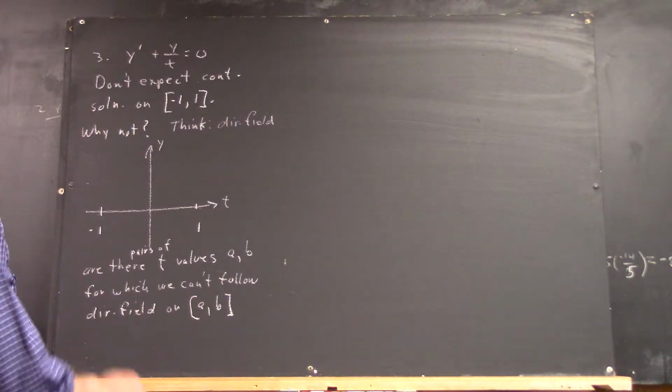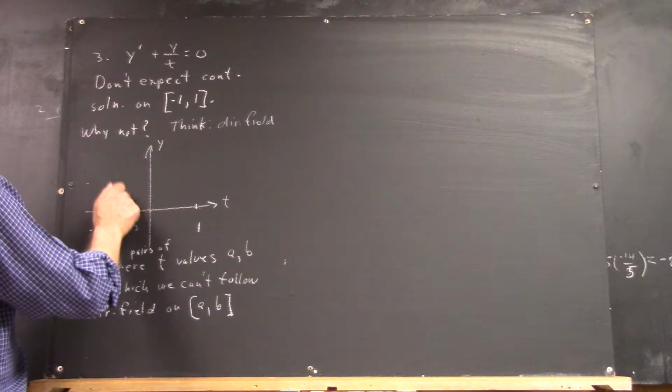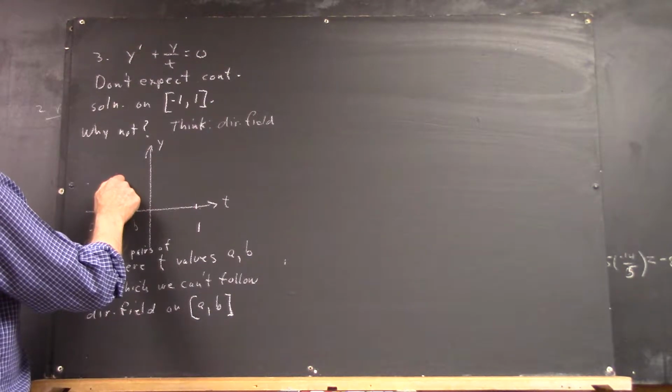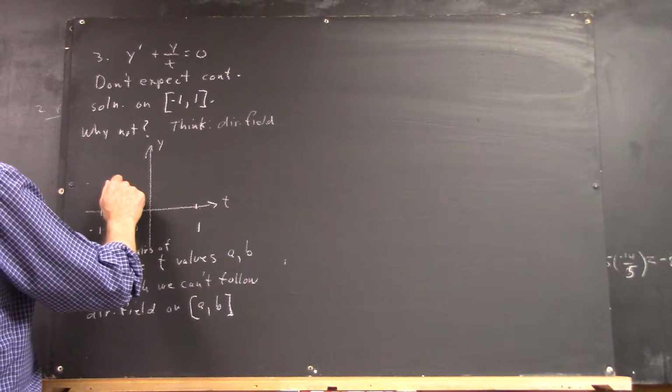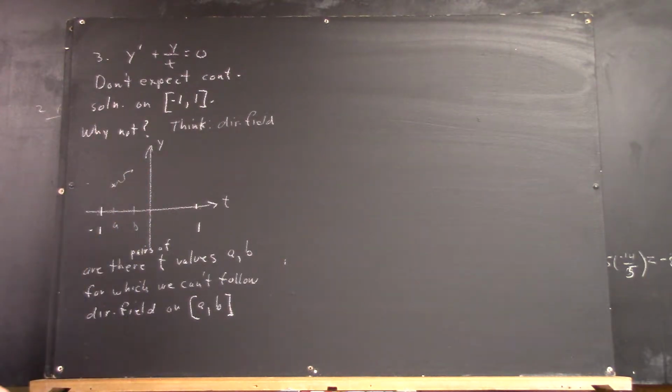So it's like, is there an A here maybe and a B here, such that at some point up here, we can't follow the direction field to get to the point here.